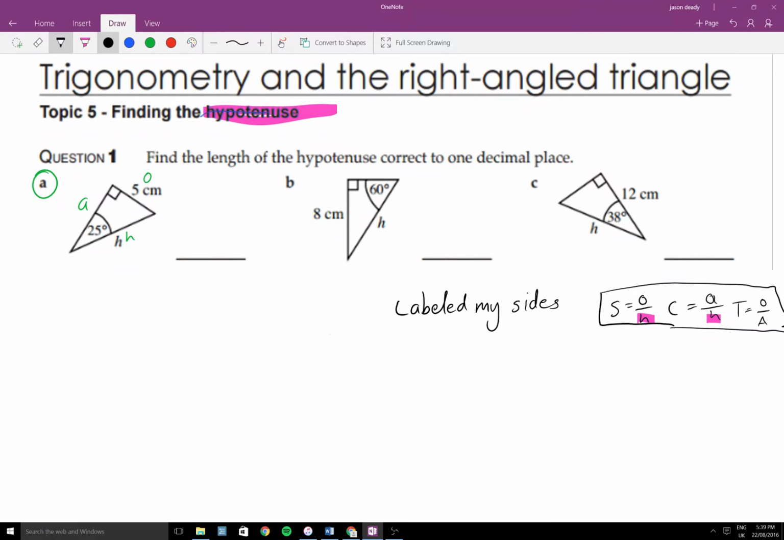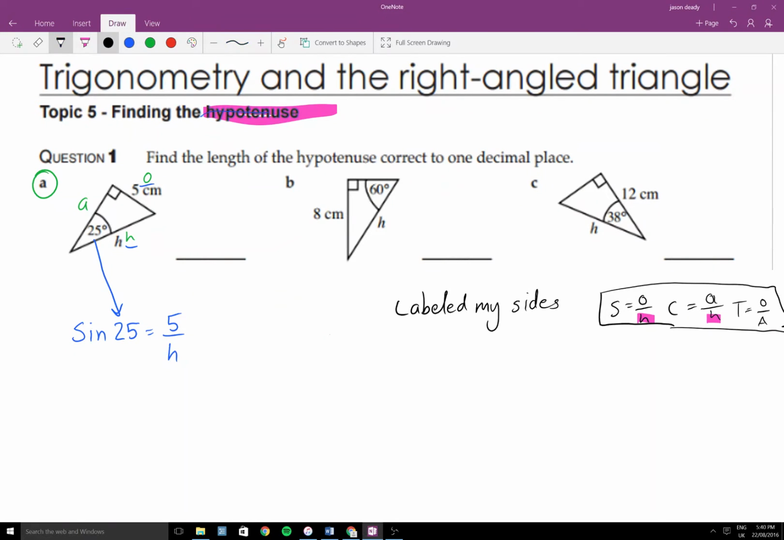My next job is to pick my ratio, and I'm going to use the sine ratio because I've got my opposite and hypotenuse. So I go sine 25. 25 is from the angle. We write sine and then our angle equals opposite 5 over h, my hypotenuse.